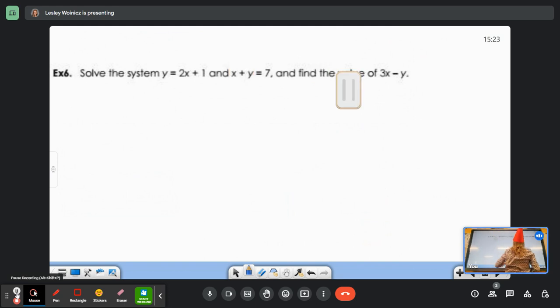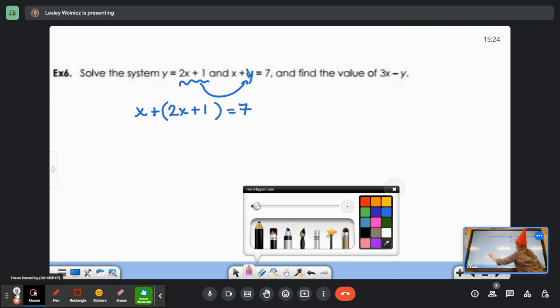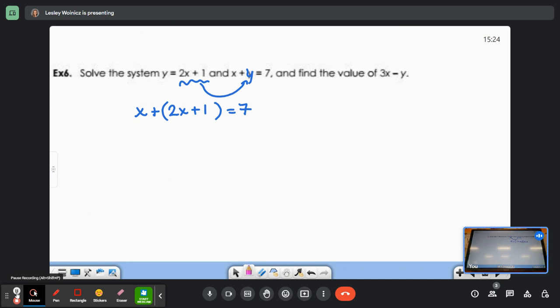Okay. All right, so we've already got a y alone. Do you see that? This one is already set up for substitution. We don't even have to do step 1. So I can just automatically go to step 2 where I replace y with this equivalent expression. So I have x plus the whole thing equals 7, so that would be 2x plus 1. Now, how do I distribute a plus? Does it change anything? No, I don't even need those parentheses anymore.